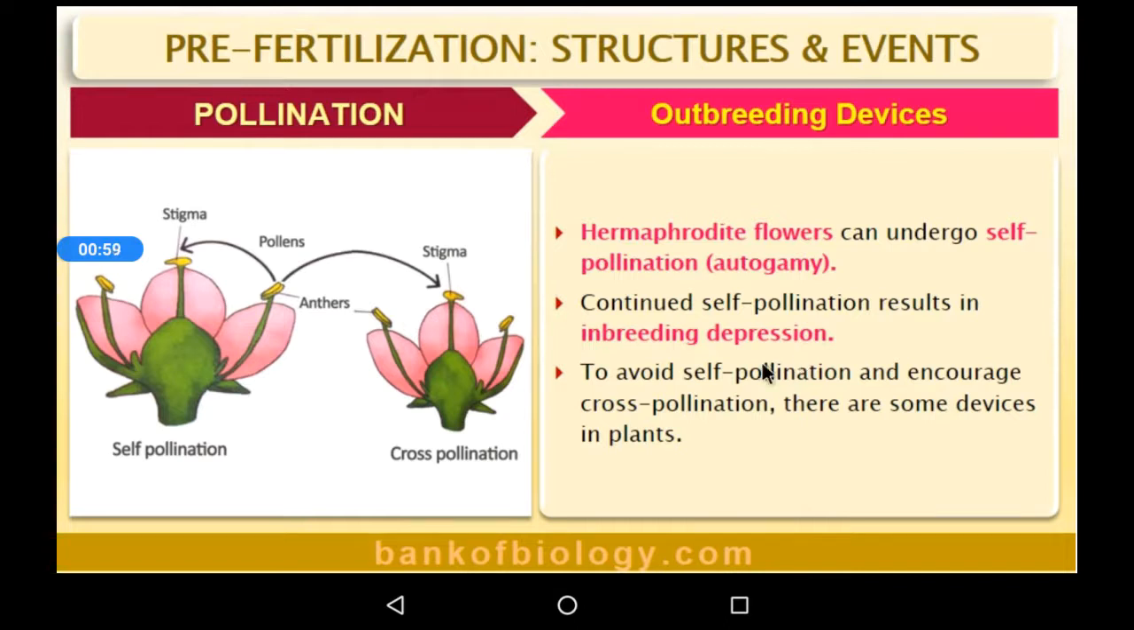So to avoid the self-pollination, and to bring out varieties and encourage cross-pollination, there are some devices in plants. So that is what we are going to discuss today, outbreeding devices.